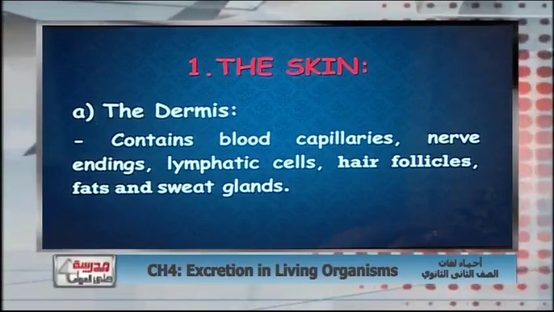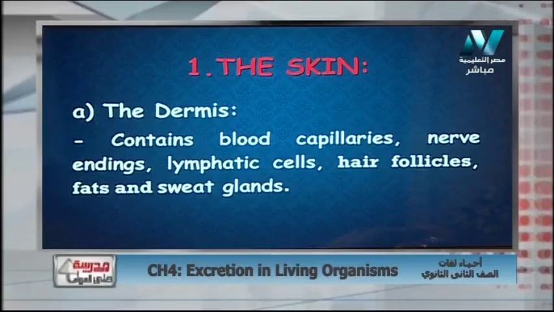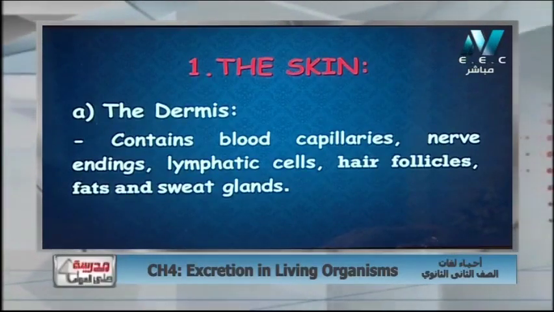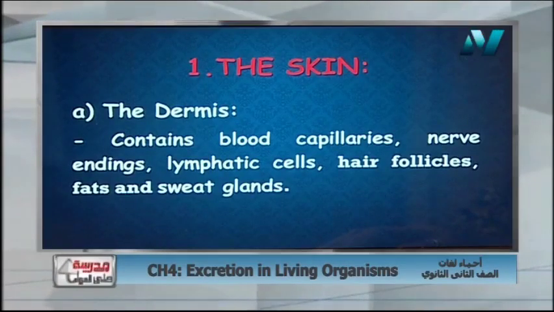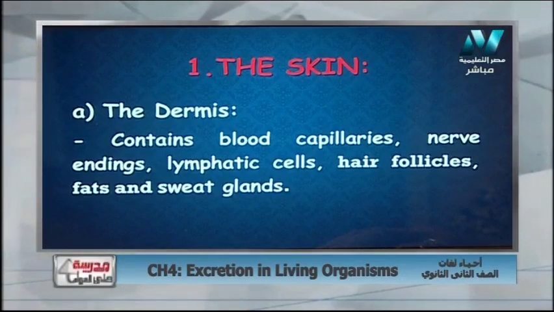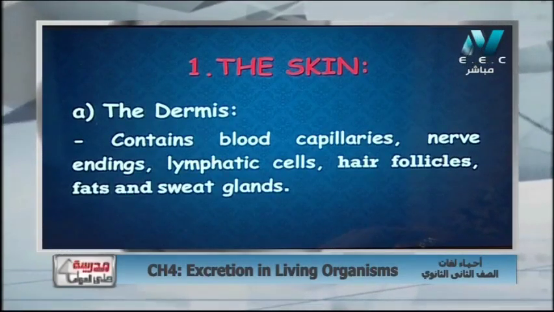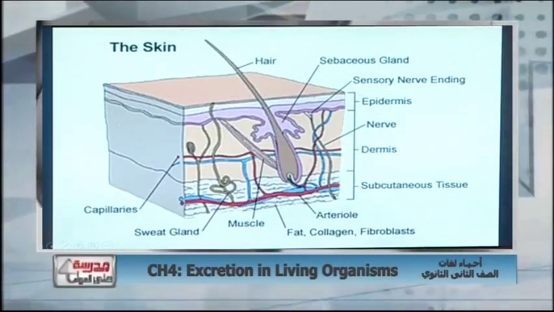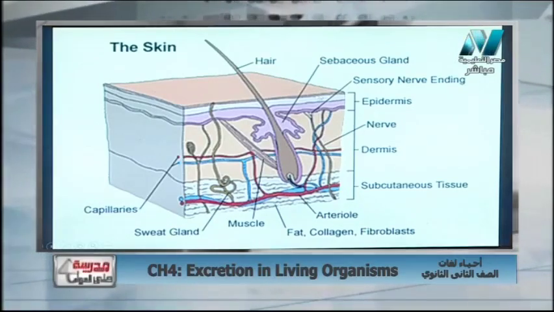The other layer, or the inner layer, is called dermis. And the dermis contains many things like blood capillaries, nerve endings, lymphatic cells, hair follicles, fatty cells, and sweat glands. Let's see a section of the skin and see what the components of the skin are.